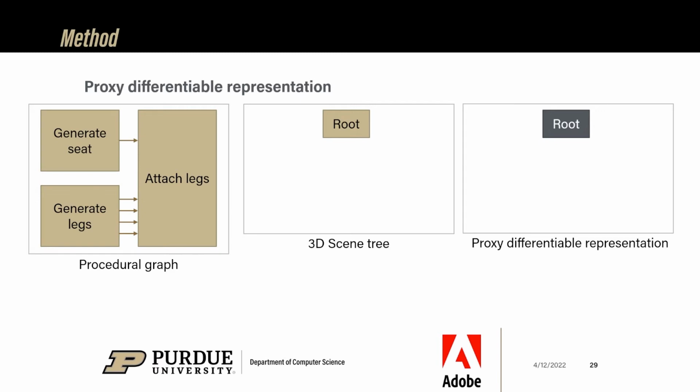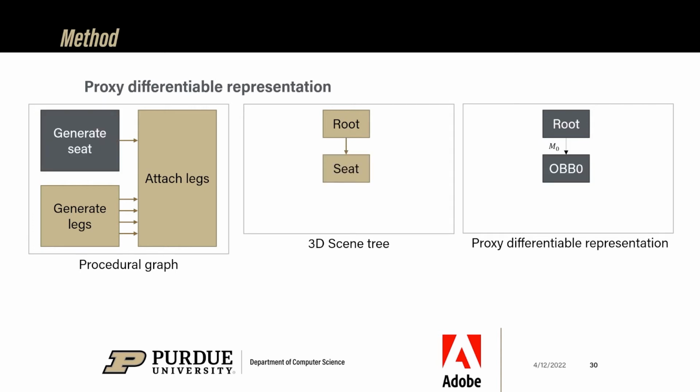For those who are not familiar with auto-differentiation, it is implemented as a type in programming language like float or double, except that it tracks all the operations that are made and you can efficiently compute the derivatives afterwards. It is the basis of deep learning frameworks like TensorFlow and PyTorch. When we execute the generate seat nodes, it adds the seat to the 3D scene tree. It also adds the corresponding oriented bounding box in the proxy differentiable representation.